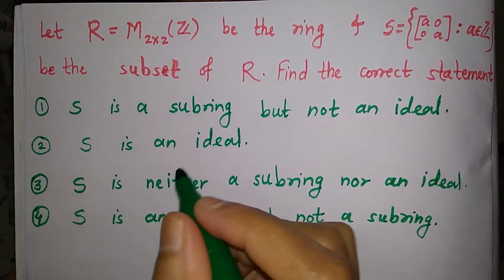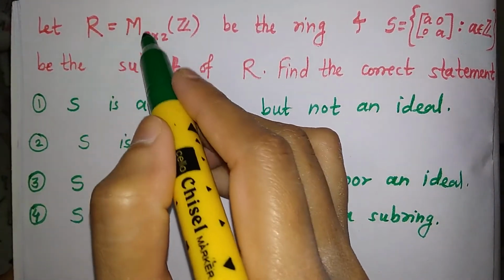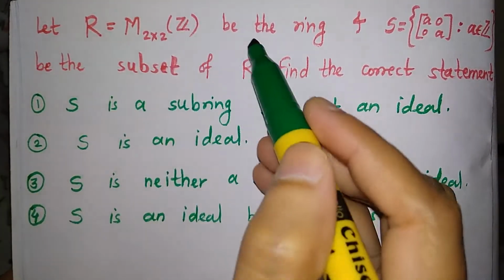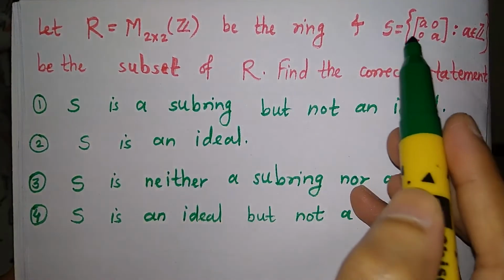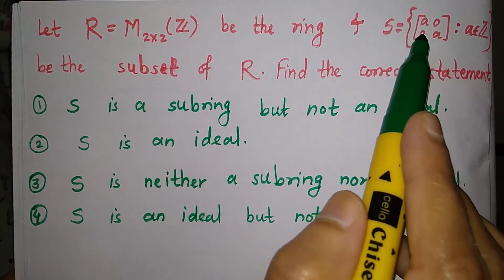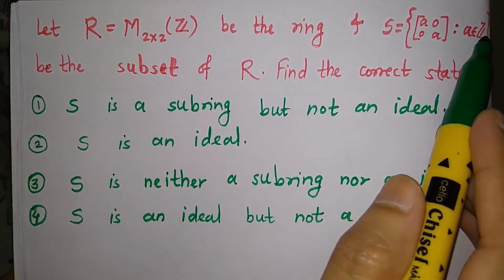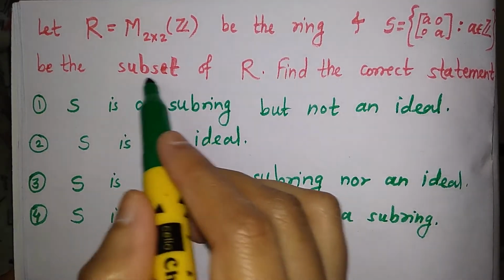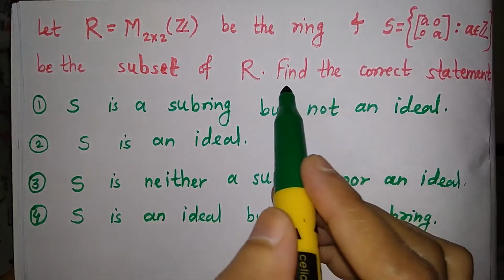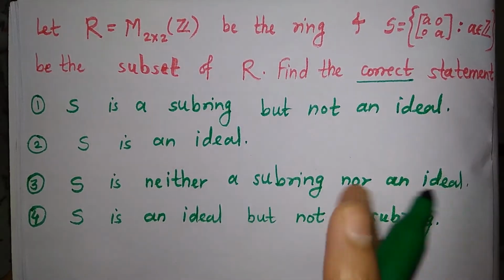The question is, we have given a ring R, M 2 by 2 matrices over Z. And we have given a set S which consists of the set of all 2 by 2 matrices [A 0; 0 A], where this A is in Z, and this is a subset of R, and we have to just choose the correct statement from the given statements.